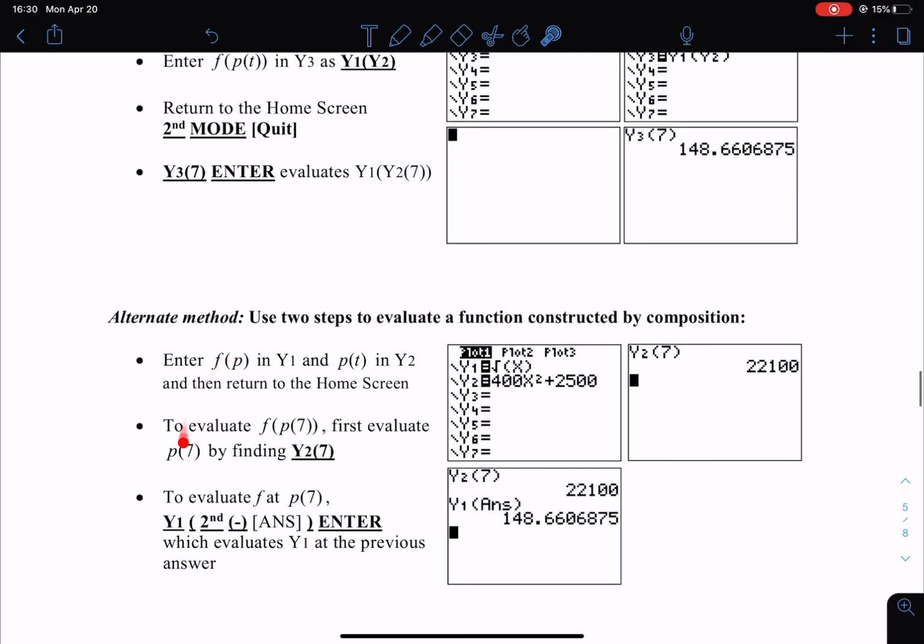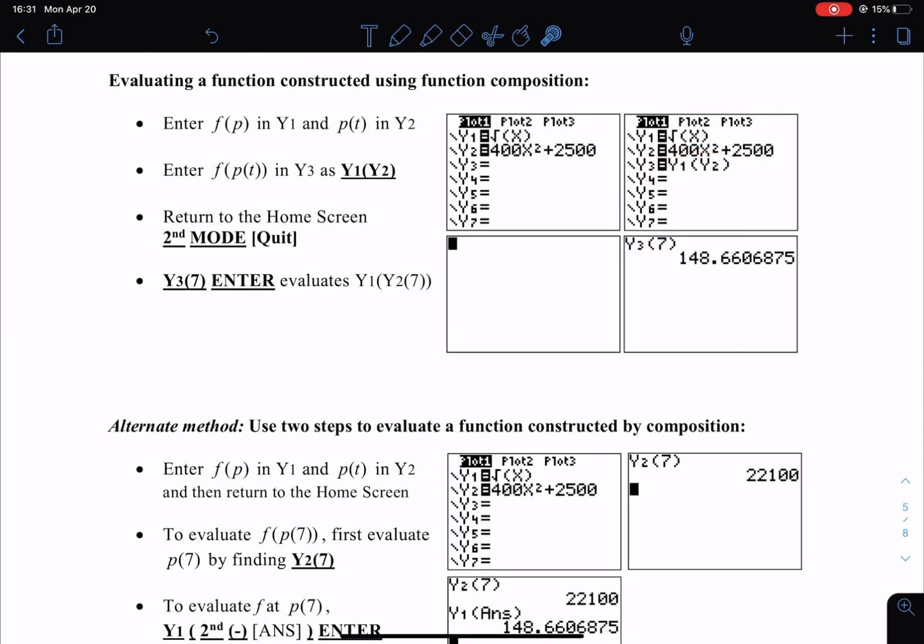And then this is the second method. Instead of generating y3, we just have y1 and y2. So first we calculate y2 of 7, and then y1 of the answer. That means just y1 of y2 of 7. So actually that is just y1 of y2 of 7. They're the same thing.